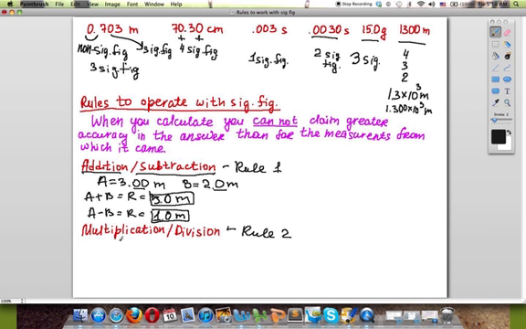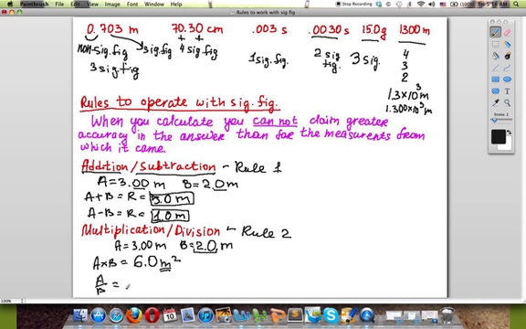So if we have exactly the same measurements and we have to multiply or divide them, the result will have the least number of significant figures altogether. For example, A times B or A over B. A times B is 3 times 2, which is 6. And then the least number of sig fig altogether is 2. That's why we'll claim 6.0 meter squared. So it's important to keep the unit also.